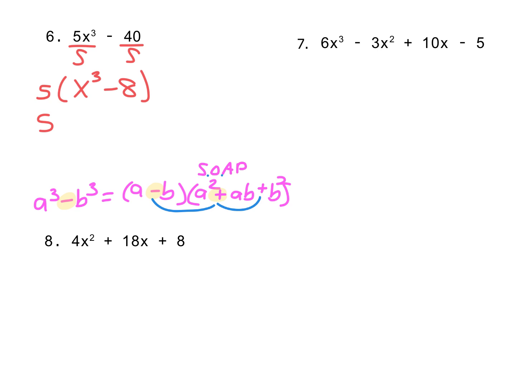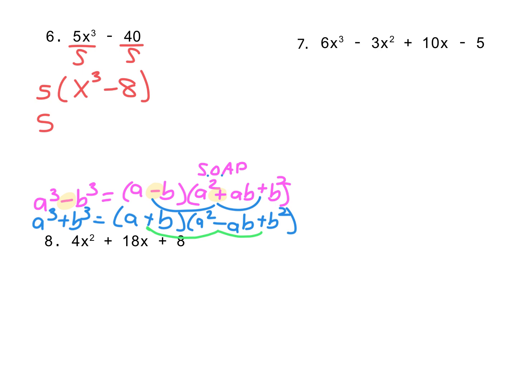There is also a factor pattern if there's a sum of cubes. That is also a binomial times a trinomial. So the binomial would be a plus b. Notice that the first sign is the same as what I started with. The next sign is opposite, so this would be a minus. AB is still in the middle, and the third sign is always positive. So if we look at that one more time, the first sign is the same, the next one's opposite, the third one's always positive. So x cubed is a cube of x.